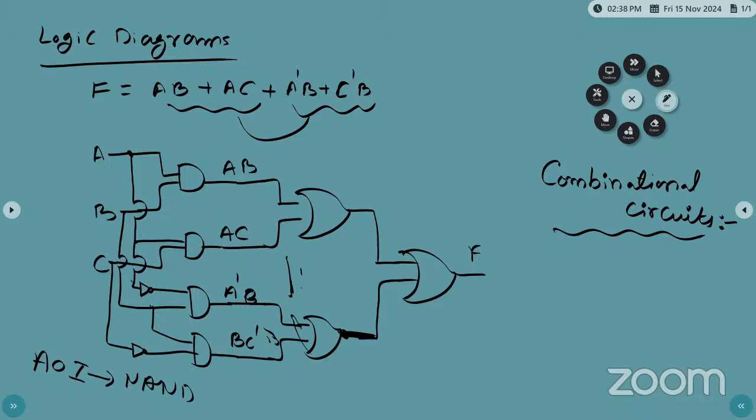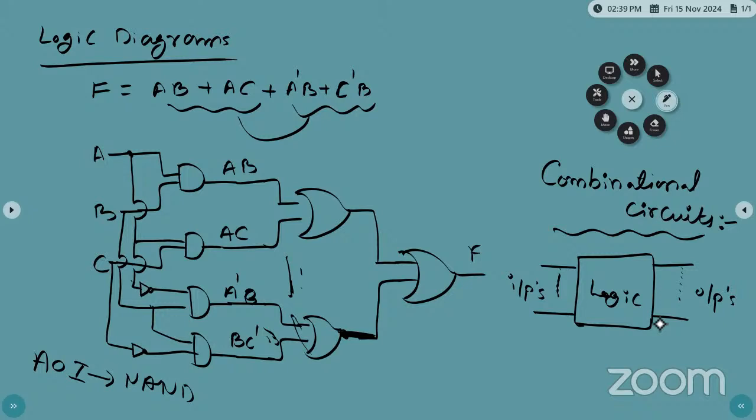Heading: combinational circuits. The combinational circuit is one black box, with inputs and logic. The combinational circuit output depends on only present inputs. If you change the input combination, you will get the output. One example for this is the AND gate.